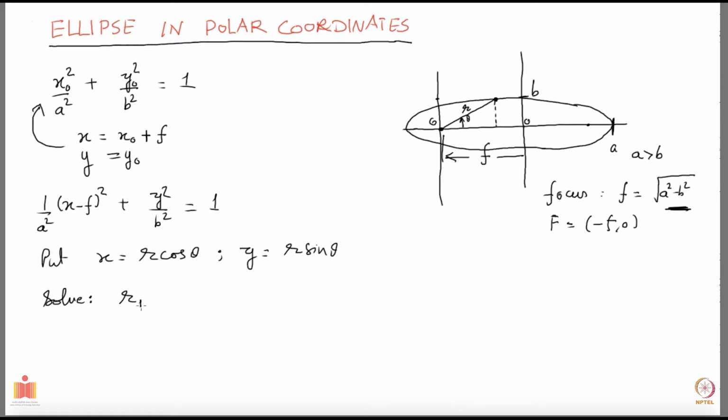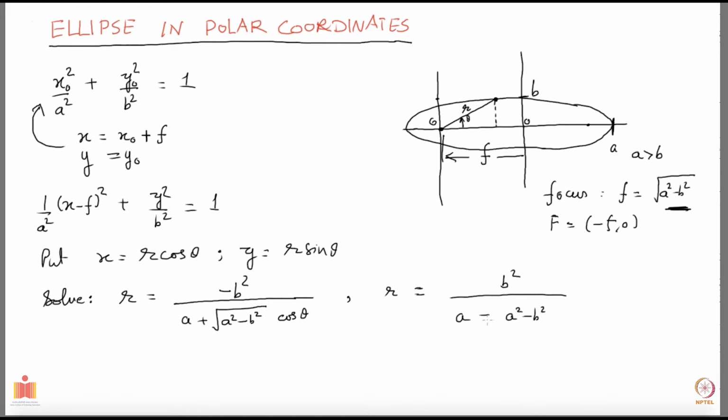You get r equal to minus b squared over a plus square root of a squared minus b squared times cos of theta. That's one solution. And the other solution is r equal to b squared over a minus square root of a squared minus b squared, this entire thing multiplied by cos of theta. Okay, that's what you get.